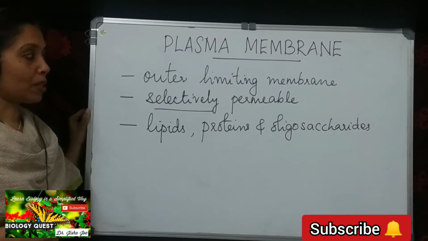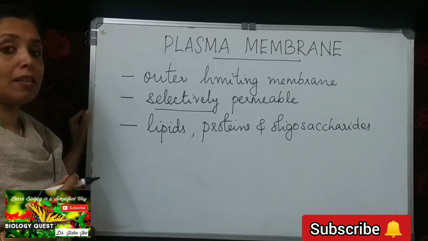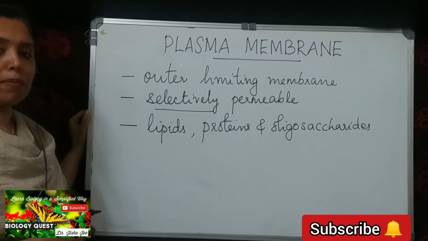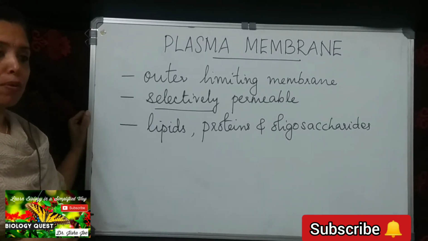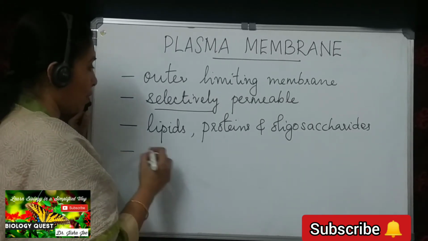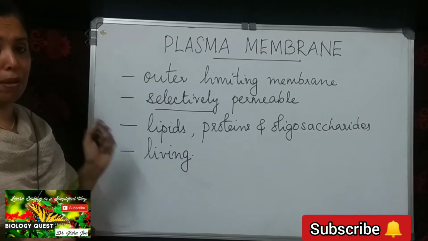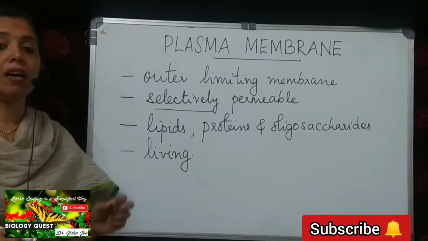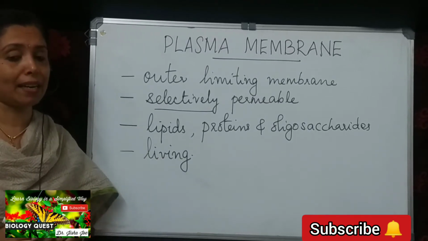Plasma membrane is the outer limiting membrane in animal cell, and it is the layer inner to the cell wall in the case of plant cell. It is a selectively permeable membrane, which means it allows only selected molecules to pass through it. It is composed of proteins, lipids, and oligosaccharides. Another important point, it is a living membrane. So we have seen what oligosaccharides are: carbohydrates with a small number of monosaccharide units.